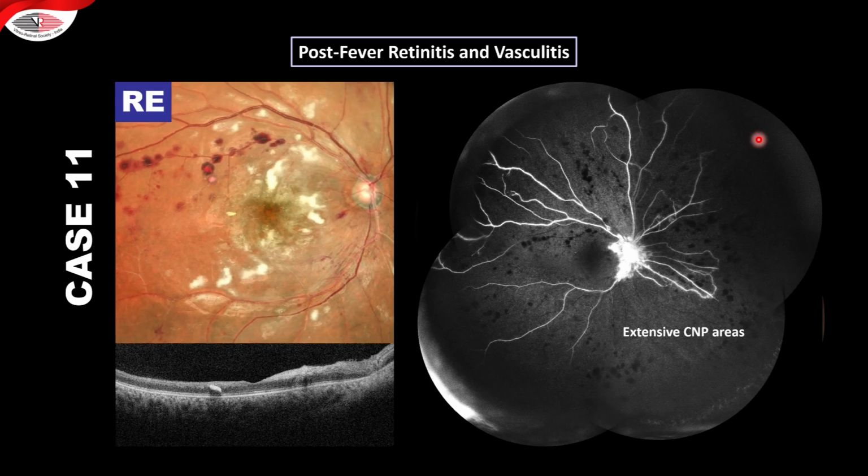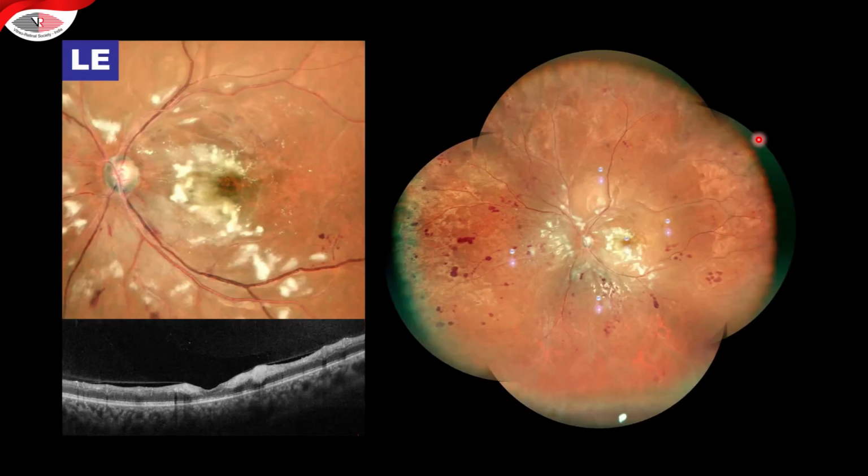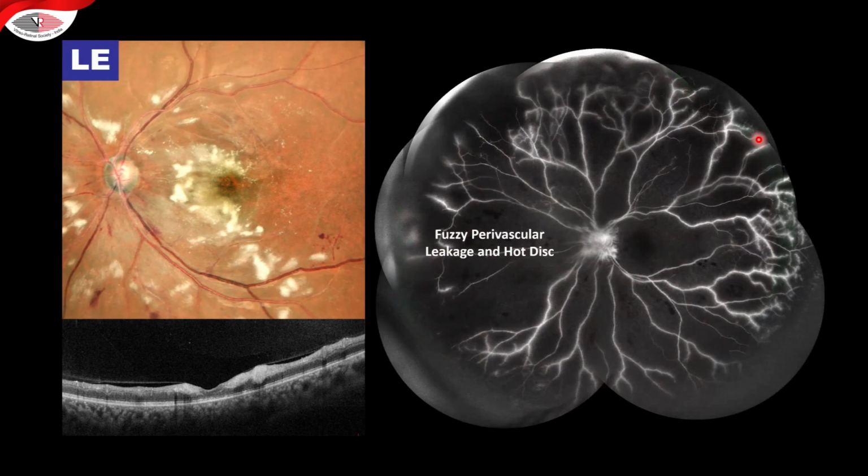So here there's a dramatic appearance of the fluorescein angiography giving you a reason for why the vision would suddenly drop in these patients. This is again other eye of the patient. You can see that what is happening. Total loss of the fuzzy perivascular leakage and a hot disc, but there's hardly any capillary network seen from the choroidal complexes here.